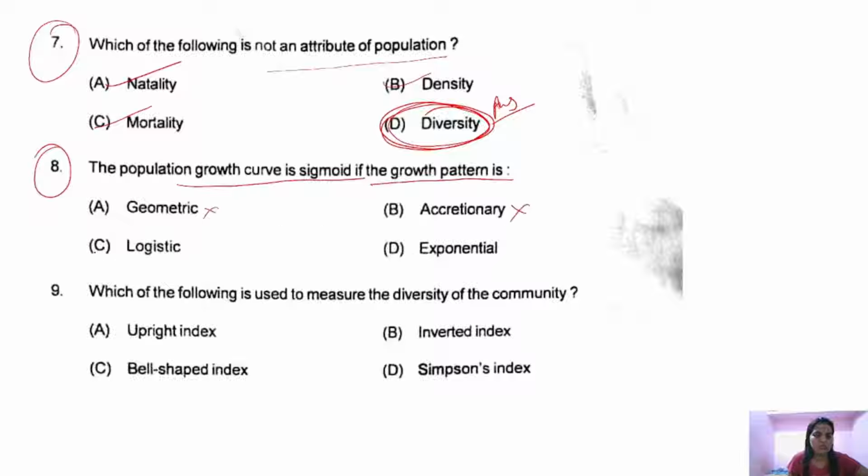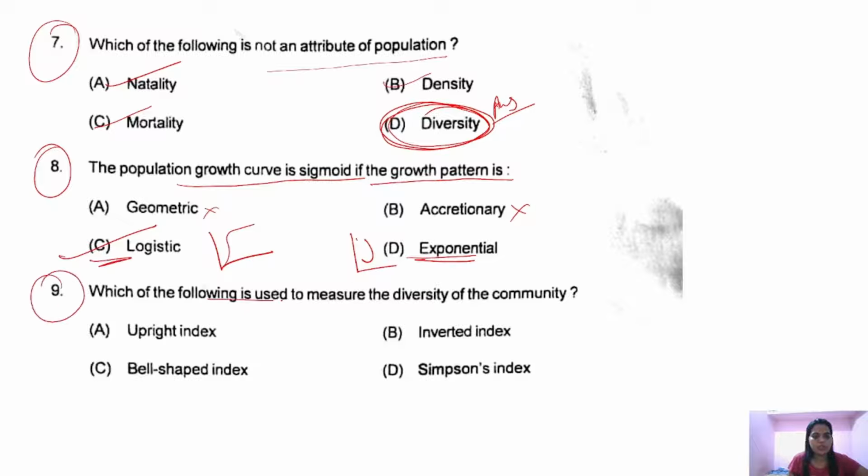Exponential, no. Logistic, yes. In the logistic growth curve, the growth pattern is a sigmoid growth curve. In the exponential growth curve, the growth curve is J-shaped, like this. So the right answer for this will be C, that is logistic.